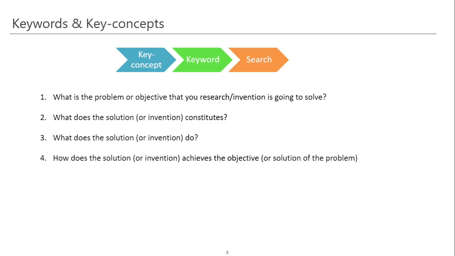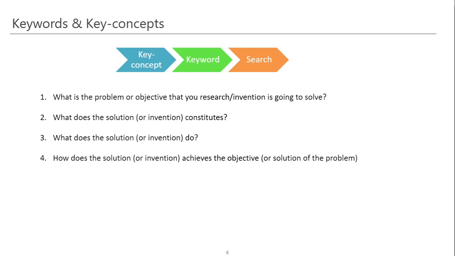Another thing to remember: whether it is your university research, a paper, a presentation at a symposium or international conference, or you are going to invent something or plan to file a patent, always ask these 4 questions whenever you search the prior art. The first question is, what is the problem or objective that your research or invention is going to solve? This is the objective, and it should be clear.